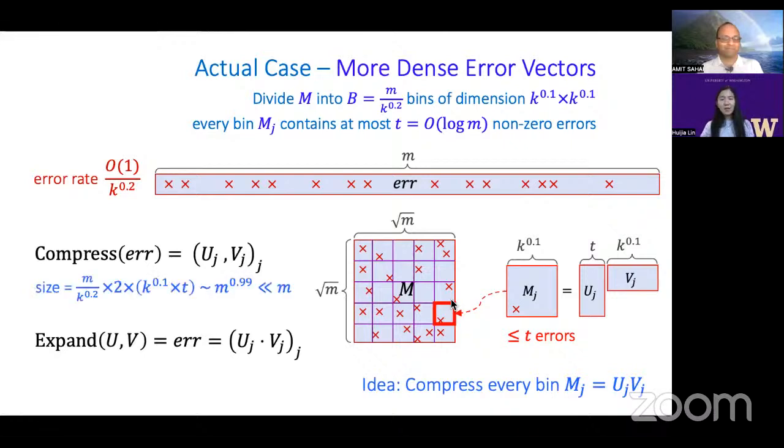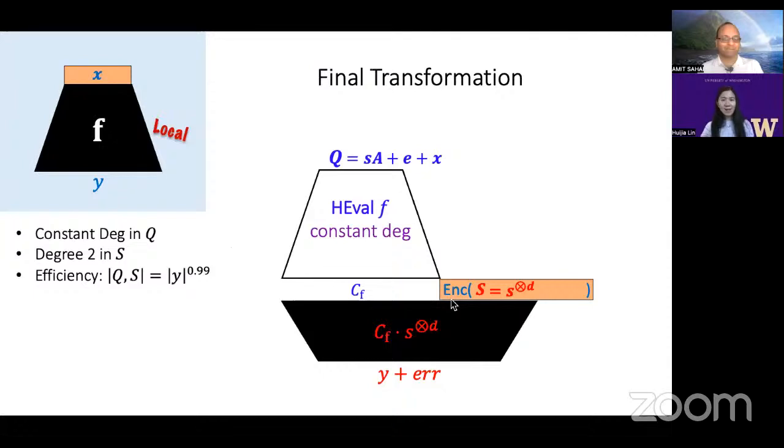Now, with compression, we can complete our transformation. Instead of including the error vector directly in the secret input, we're now going to first compress it down into U and V and include that. During the decryption process, we will first expand it back into the error vector and subtract it off, and that will give us the exact output Y.